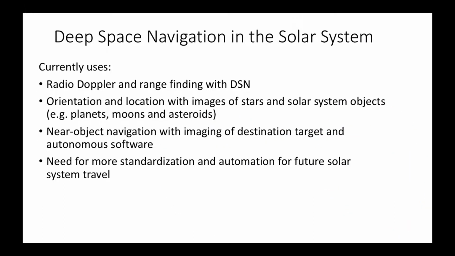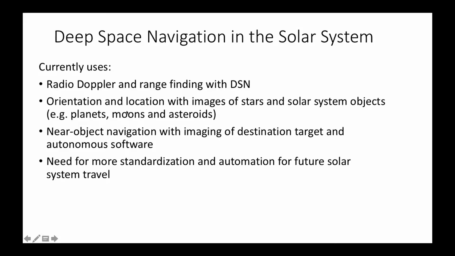So people have started thinking about how you might do this beyond the Earth. There's talk now, both for cislunar missions and then Mars and beyond, of doing some sort of system which would allow autonomous navigation throughout the solar system, so that you wouldn't have to rely on ground-based, Earth-based deep space networks. Currently, radio Doppler and range finding with the deep space network is one of the ways that we do deep space navigation.